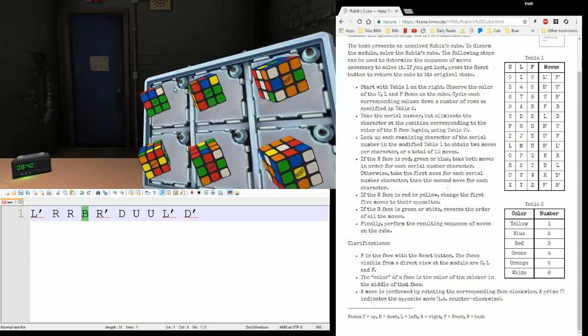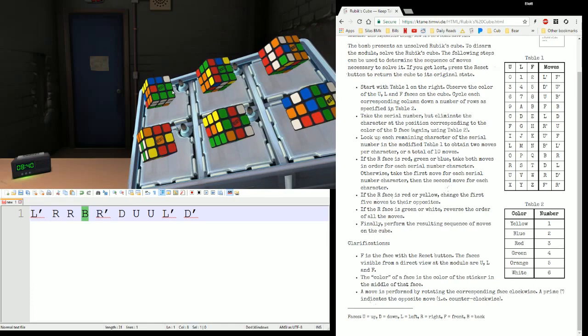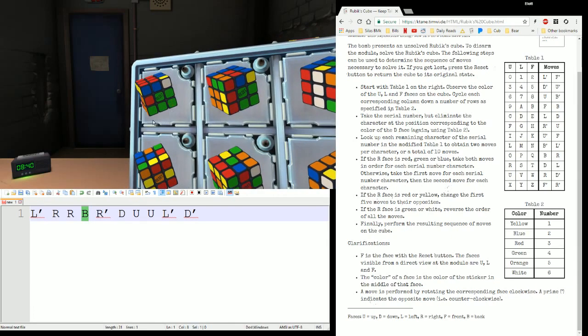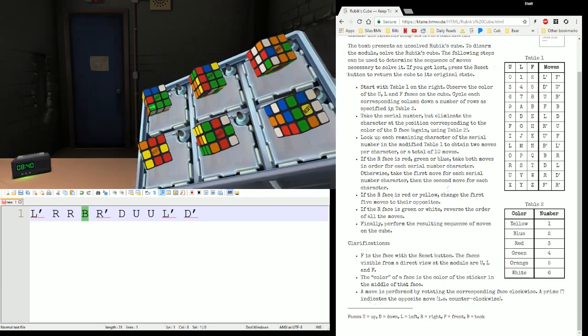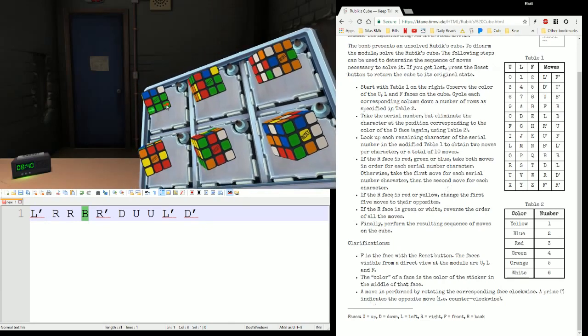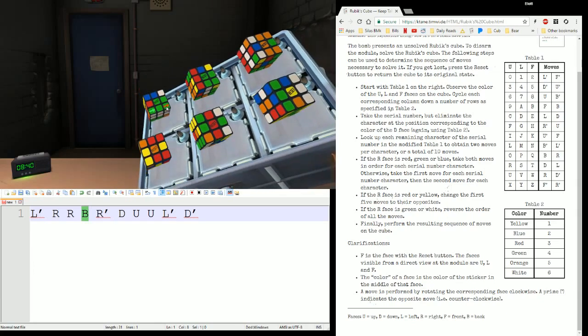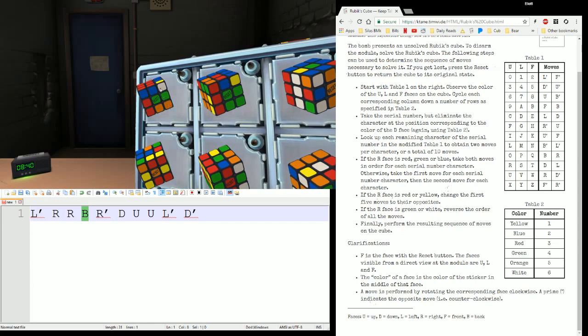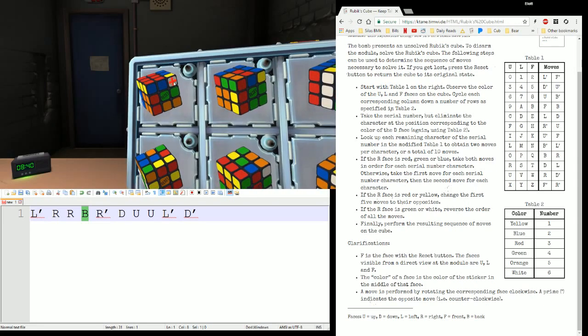D is for down, the bottom. The bottom is really hard to see, but I want to turn it clockwise. So that means I'm going to turn it this way. I don't think there's any way I'm going to get it to, maybe. Ugh. There we go. Then I'm going to turn up clockwise twice. So clockwise is this direction. Clockwise once, clockwise twice. I'm going to turn left counterclockwise, L prime, so left counterclockwise.